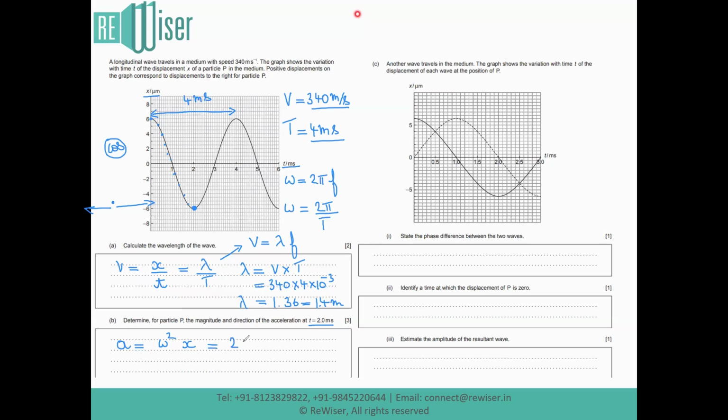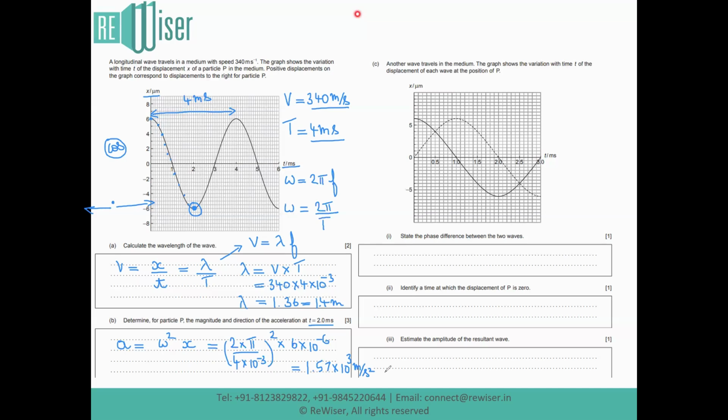Substituting, we have 2 times pi divided by the value of time period, 4 into 10 to the power of minus 3, the whole square, times the displacement at 2 milliseconds, which is found out to be 6 into 10 to the power of minus 6 meter. Simplifying this further, we get the value of acceleration to be approximately 1.57 into 10 to the power of 3 meter per second square.